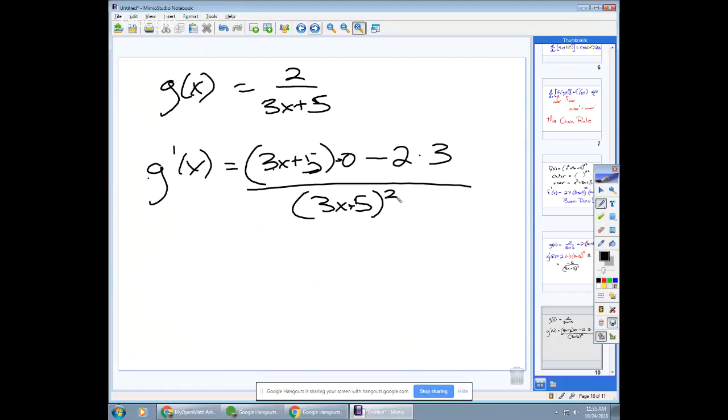In this case, it wasn't too much different. A little bit more work here. So I get negative 6 over (3x plus 5) squared. Yeah, so not too bad. It used a little bit more ink than the other one did.